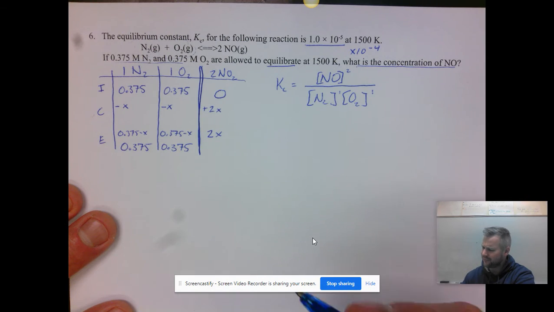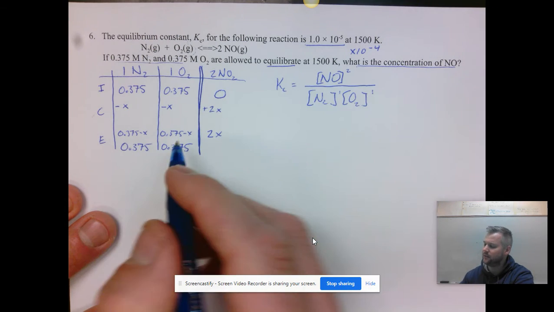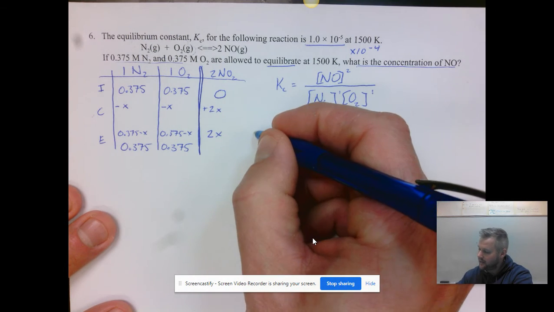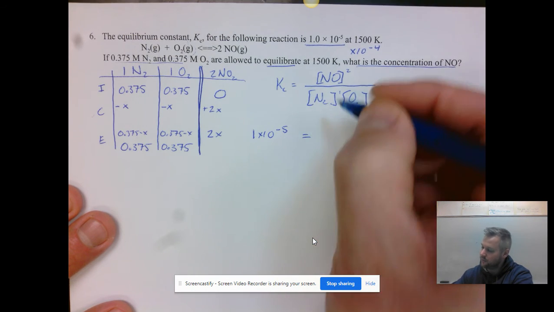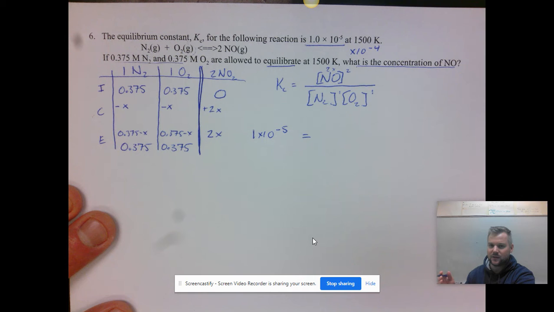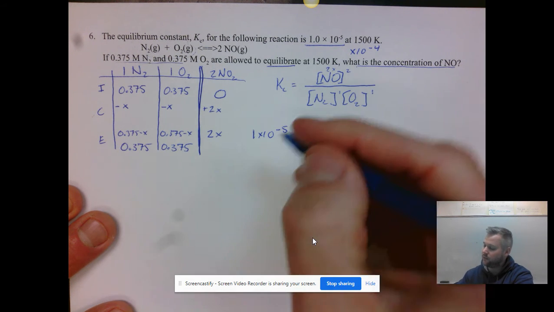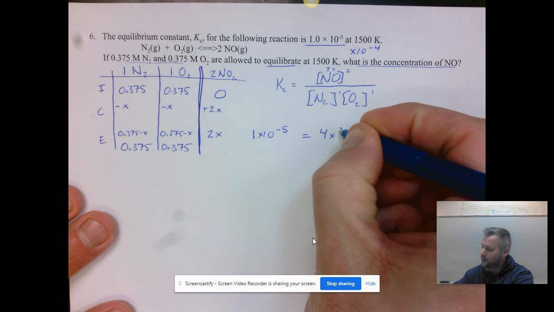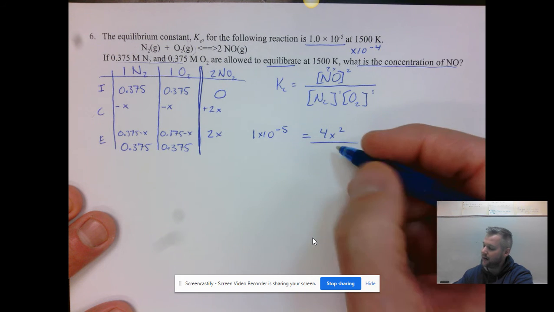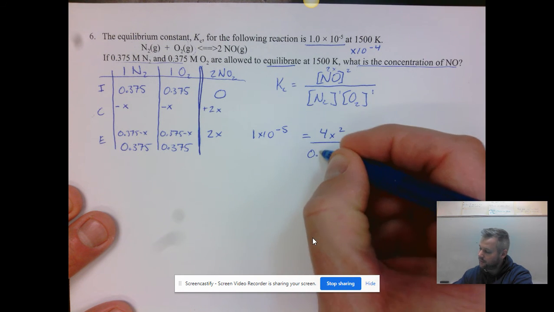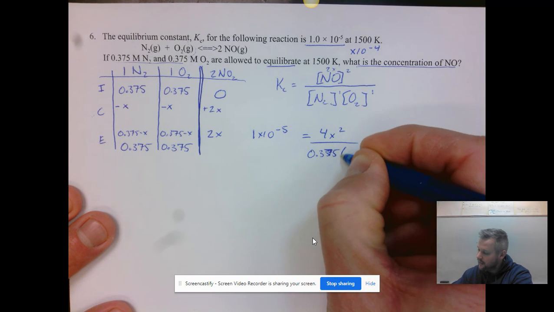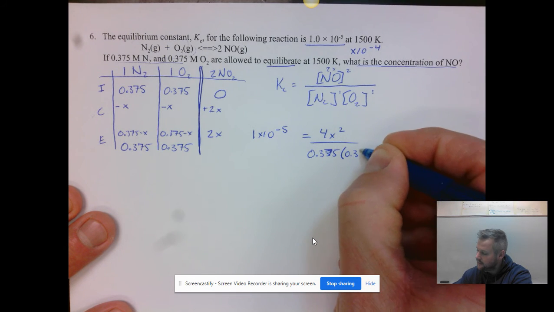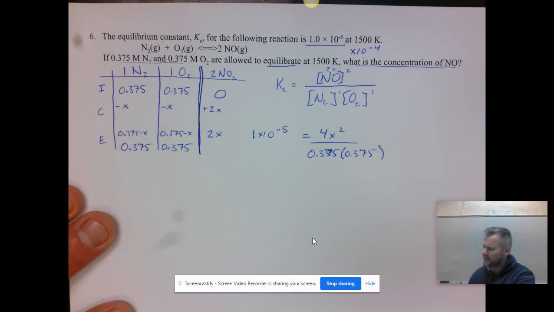So then I can substitute these numbers into my expression, and I now have 1 times 10 to the negative 5th is equal to, if this is going to be 2x squared, the whole thing needs to be squared, which gets me to 4x squared, divided by 0.375 times 0.375.